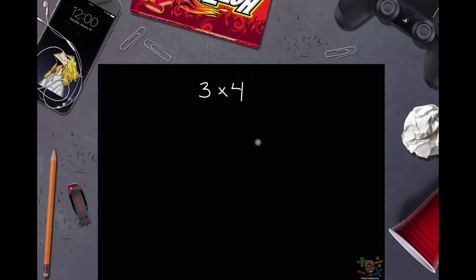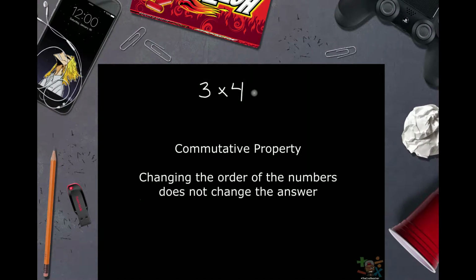Now, when I'm doing 3 times 4, one of the good things about multiplication is I can do it either way. I can do 3 times 4, or I can do 4 times 3. Regardless of how we do it, we'll get the same answer. Kind of like how in addition, 2 plus 3 is 5, but I can also do 3 plus 2 and it'll still be 5. That's called the commutative property. Basically, no matter how we arrange it, we'll still get the same answer.